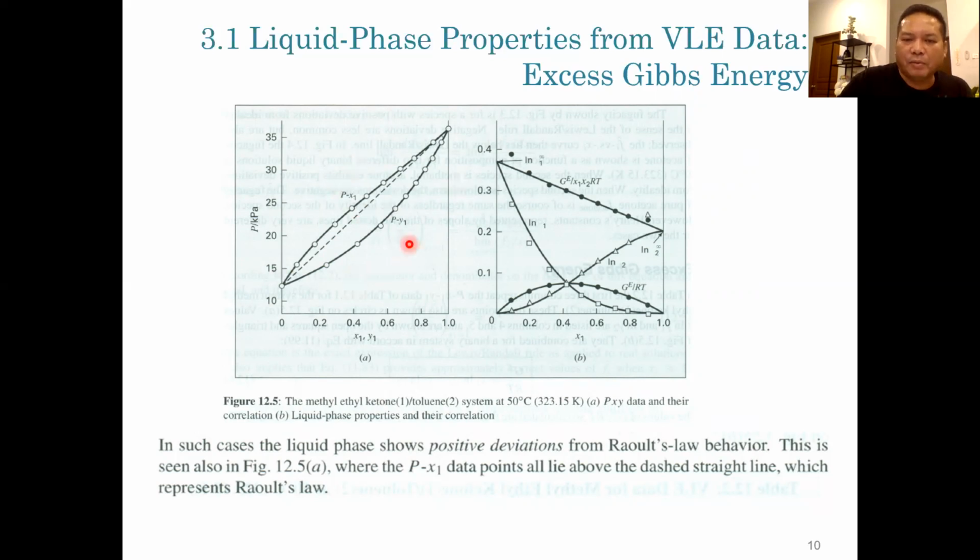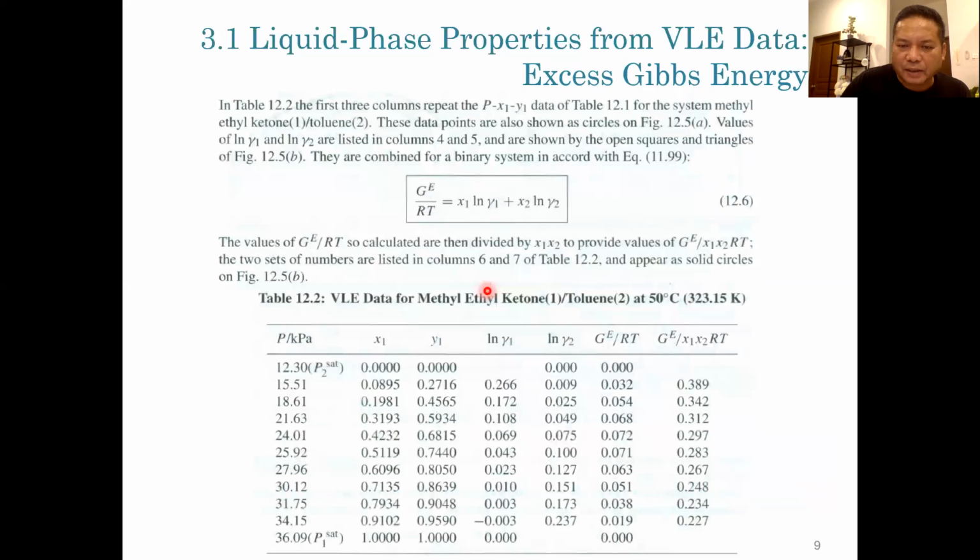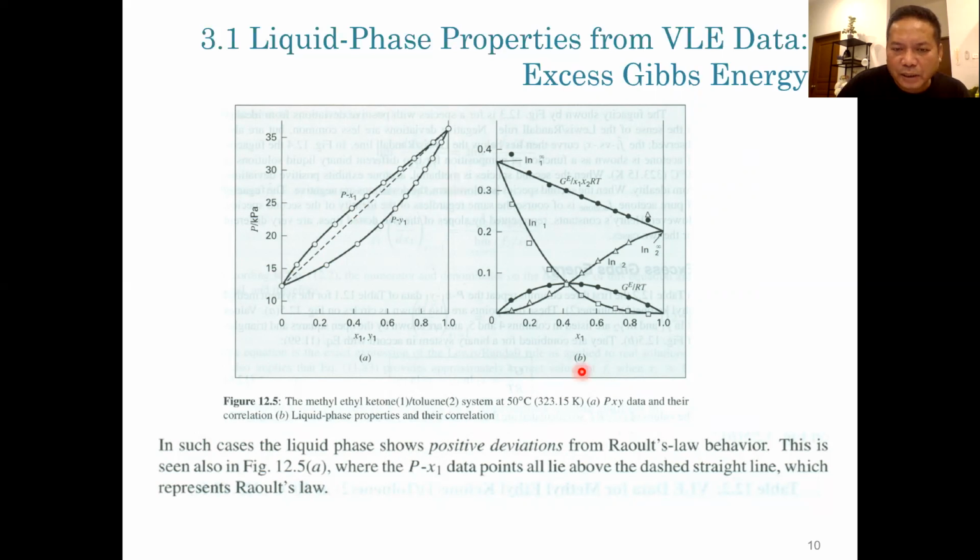But if we plot this graph here, ln gamma 1 and ln gamma 2, we will get this graph here. And this is for G^E. G^E is a curve here. As you know, when you plot ln gamma, it will never touch 0 when it comes to 0, isn't it? It's the same also for here. It will never touch 0.